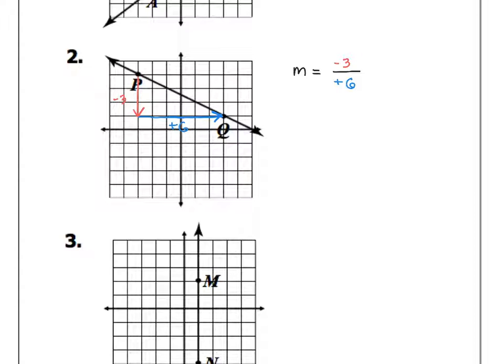Negative 3 over positive 6. First of all, my slope is going to be negative. You know that from the direction the line is going right away, but you also know that a negative divided by a positive is a negative. We can reduce 3 over 6. That reduces to negative 1/2. So that's the slope.